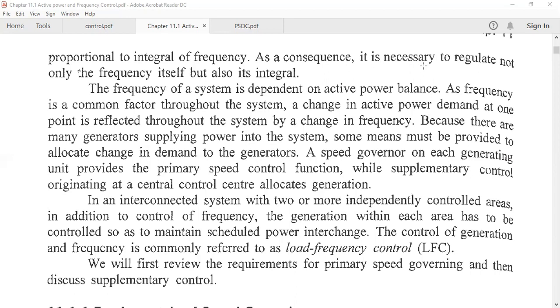The control of generation and frequency is commonly referred to as load frequency control, that is LFC. So load and frequency are strongly dependent terms. Whenever there is an increase in load demand, the frequency might drop. So to maintain the frequency, we need to increase the generation. This type of control scheme, that is the load frequency control scheme, we will study in the next lecture.